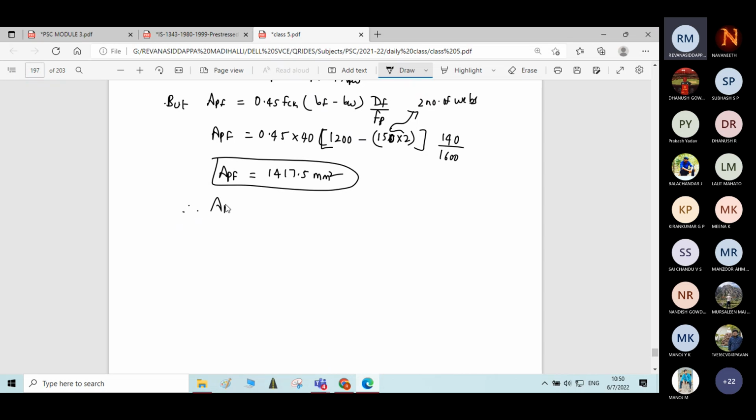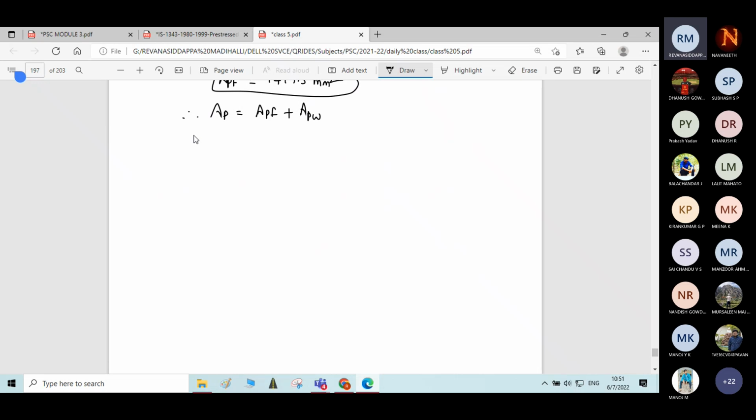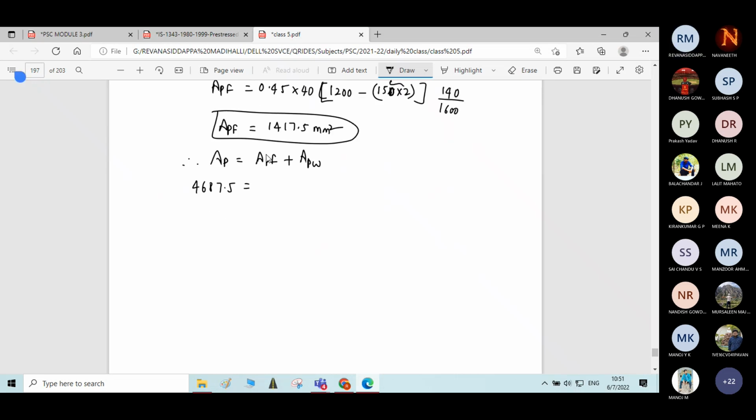We know that AP is equal to the sum of APF, area of pre-stressing steel in the flange portion, and APW, area of pre-stressing steel in the web portion. Total AP is known. It is 4687.5. So 4687.5 is equal to APF, 1417.5, plus APW. By this, you'll get the value of APW. How much is it? 3270 mm square. Please check the answer. 3270 mm square. Okay.